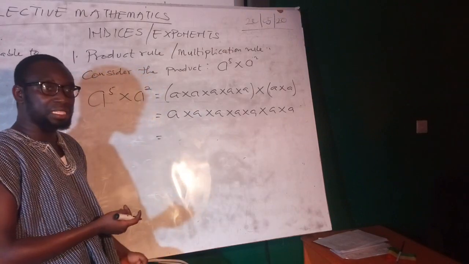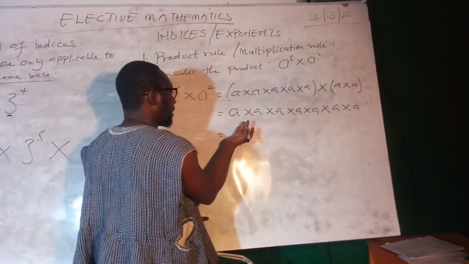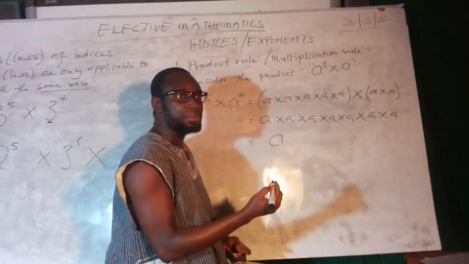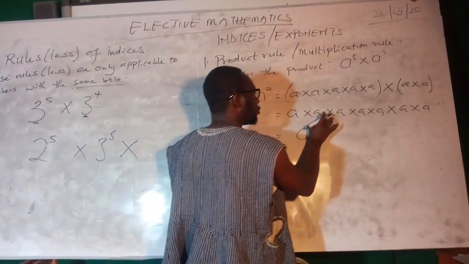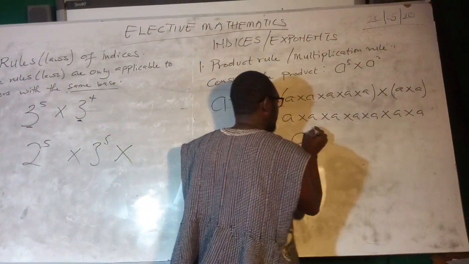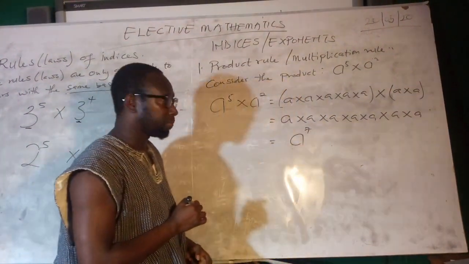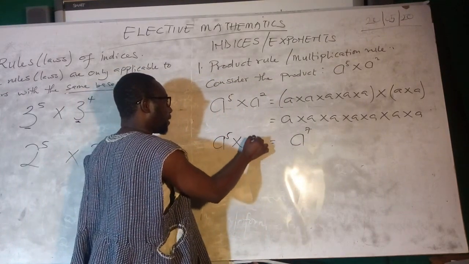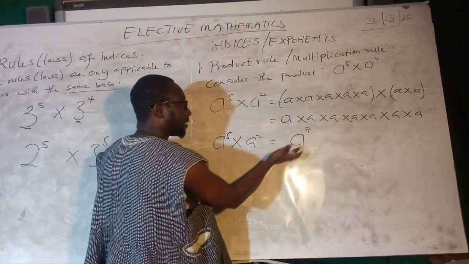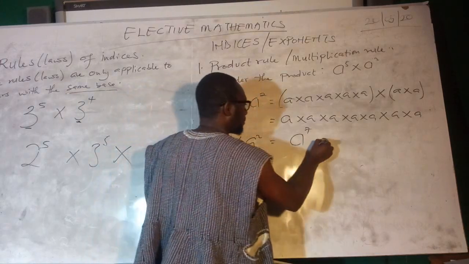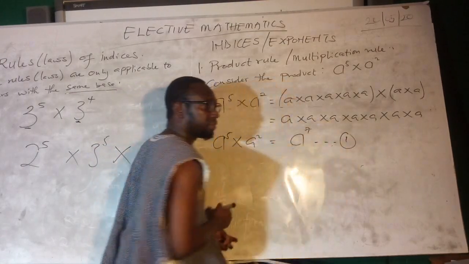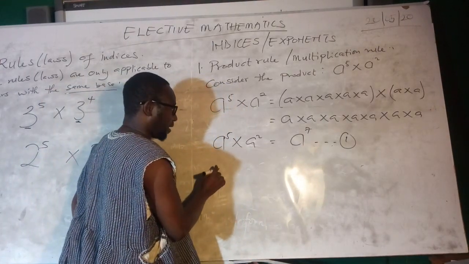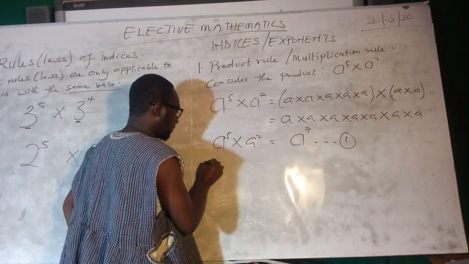Now we have this in expanded form. Let's write this in index form. So the repeated number is A, so we write A here. Then how many times is the A being repeated? 1, 2, 3, 4, 5, 6, 7. So it becomes the exponent. So we can therefore say that when we have A exponent 5 multiplying A exponent 2, it is the same as A exponent 7. Let's call this equation 1. Okay, now let's consider the left hand side.